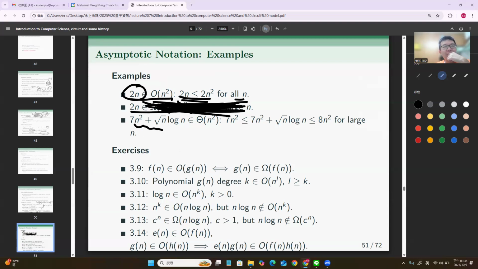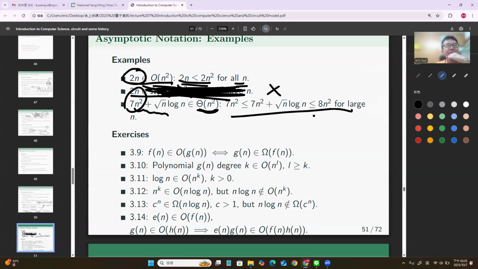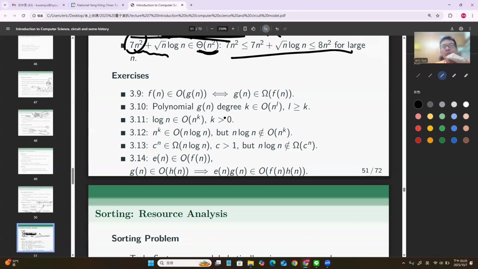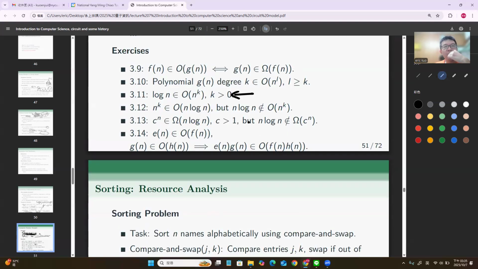Okay, here is another exercise. 7n squared plus square root of n times log n belongs to theta of n squared. Basically its growth is exactly at the scale of n squared, and it is also lower bounded by n squared. You can prove it. There are various exercises in the textbook, so just check them. Maybe this one is interesting, and you can check it.